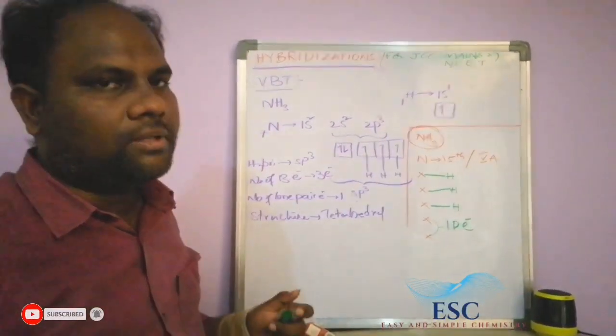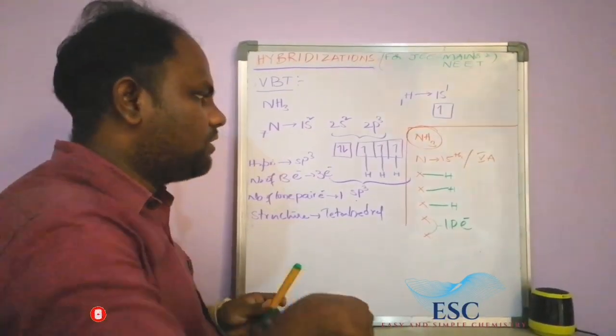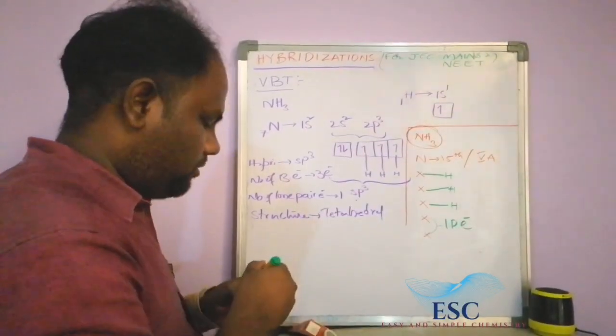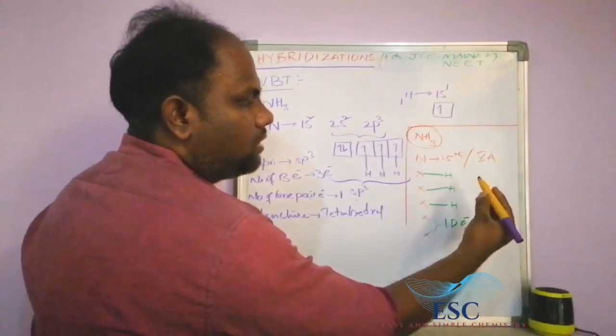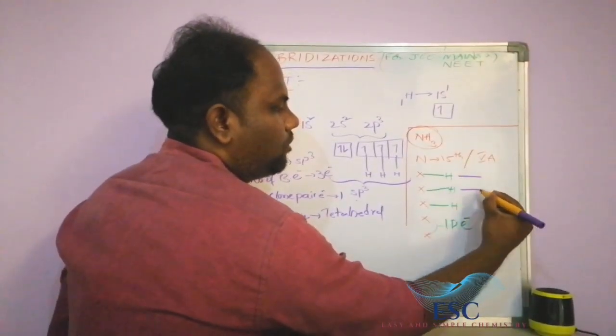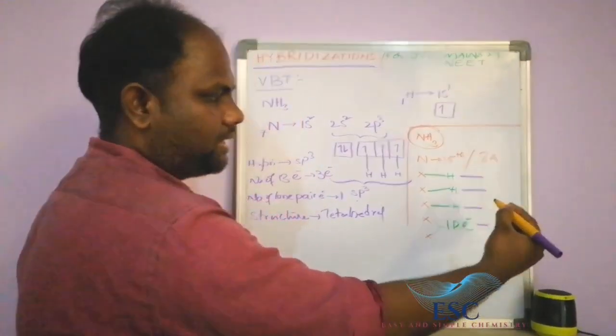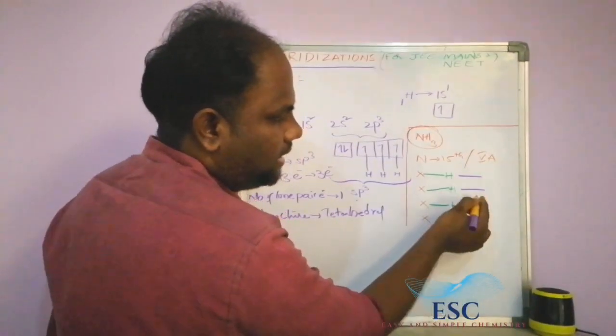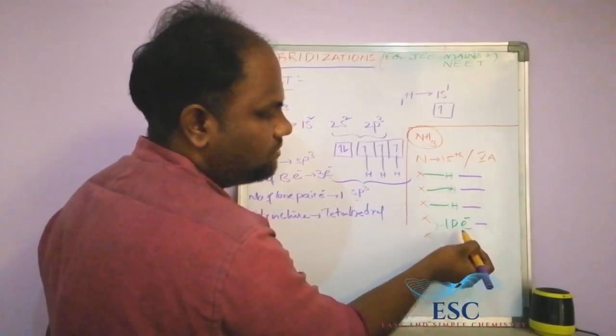This is a shortcut method to identify the hybridization. Now, how to identify the hybridization? Just find out the number of hydrogens and the number of lone pairs of electrons. Just like that, right? So, 4 lines completely: 3 hydrogens, 1 lone pair of electrons.